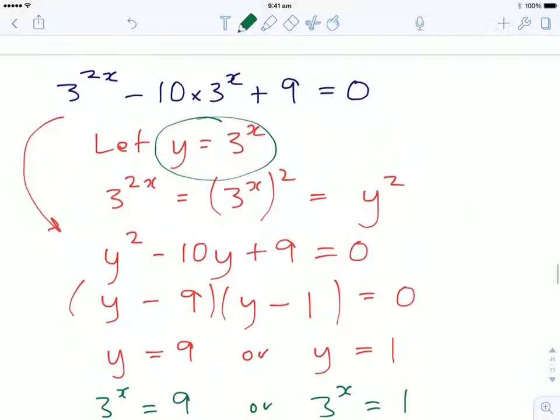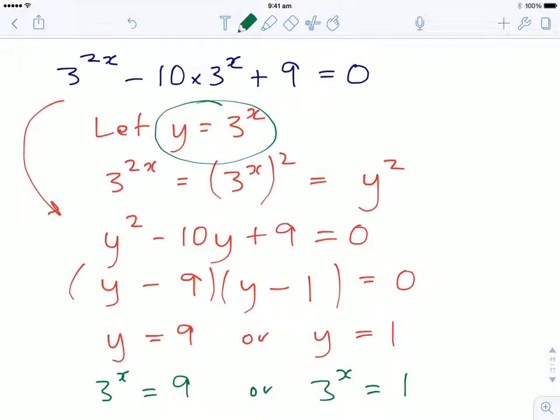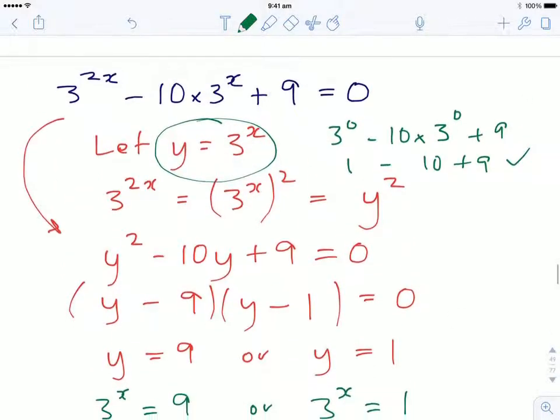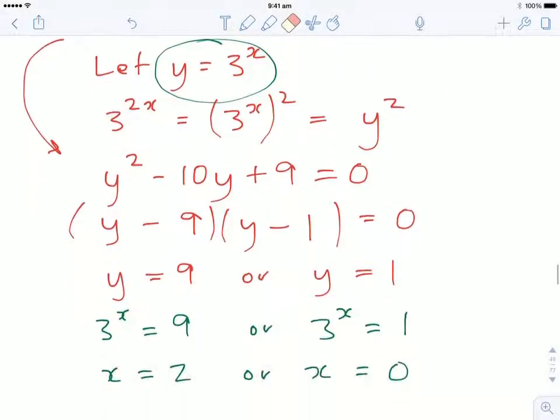It's often just a good idea to check back in your original equation whether those work. So for example, let's try 0, and here we get 3 to the power of 0 minus 10 times 3 to the power of 0 plus 9. So that gives us 1 minus 10 plus 9, and that is 0. So that's correct. And if you also substitute our answer of 2 in there, you'll also get a correct solution. So it's worthwhile just checking back in your original equation to see that your solutions actually work.